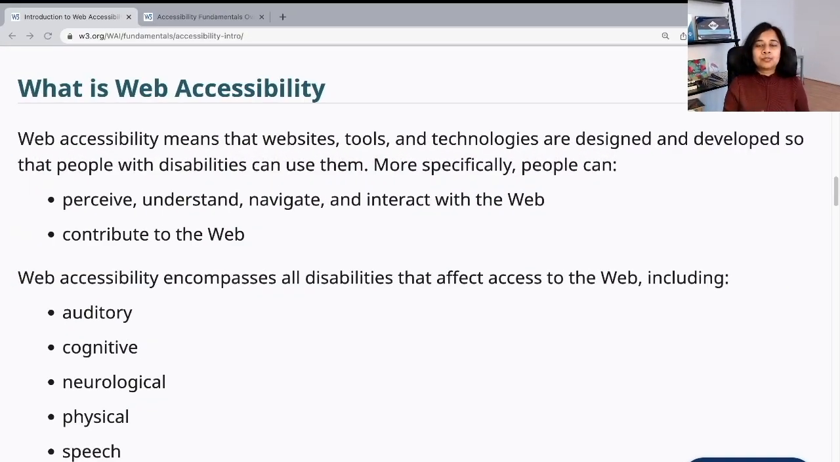So let's take a look at the official documentation of W3C, or World Wide Web Consortium, and see what they say about accessibility. This is the official documentation, w3.org, and if we go to the fundamentals and accessibility intro, as per this website, web accessibility means that websites, tools and technologies are designed and developed so that people with disabilities can use them. More specifically, people can perceive, understand, navigate and interact with the web and contribute to the web.